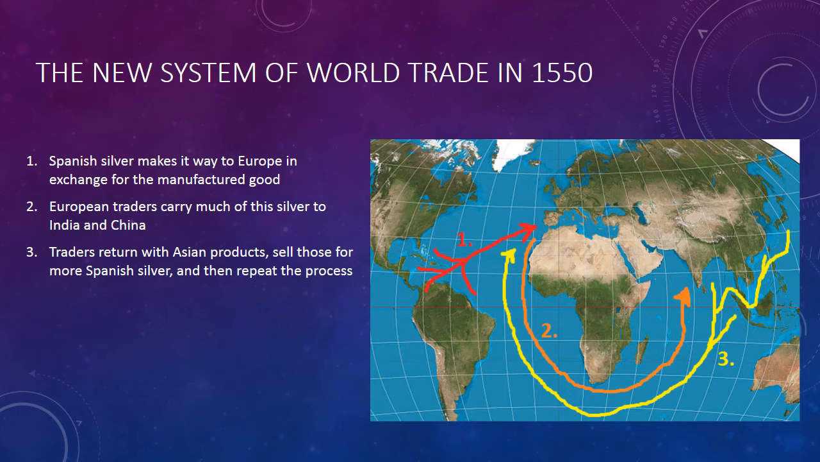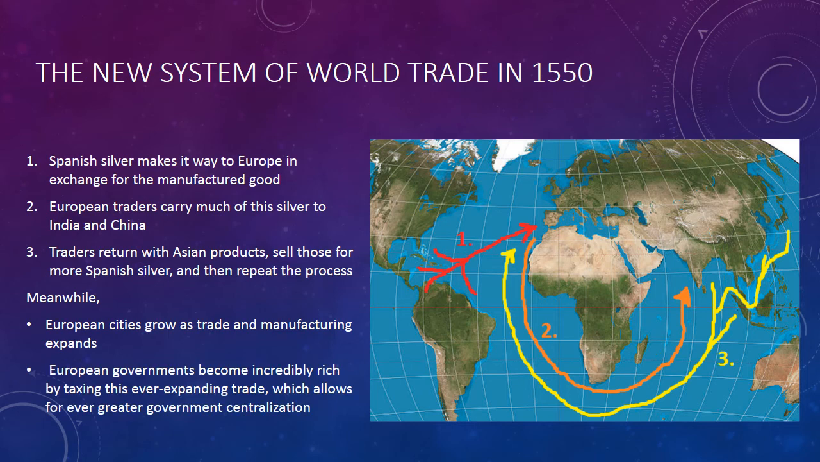Meanwhile, while this is all happening, European cities are growing as trade and manufacturing expands. As more trade happens, more people can live in the cities, and so on and so forth. Also, European governments are able to become incredibly rich because they can tax this trade. And so as this trade expands, they get more and more money, which allows them to pay for greater and greater centralization.